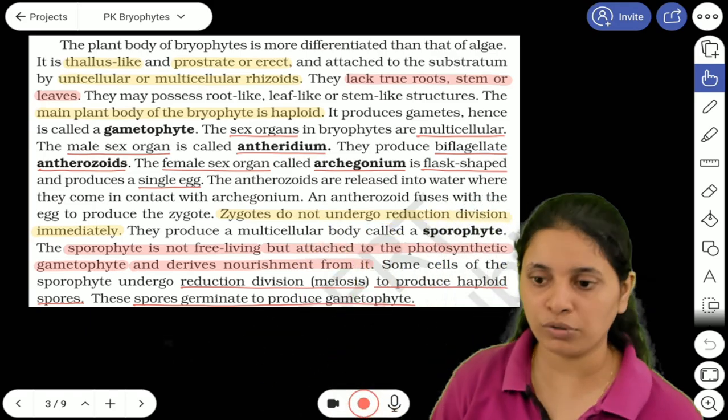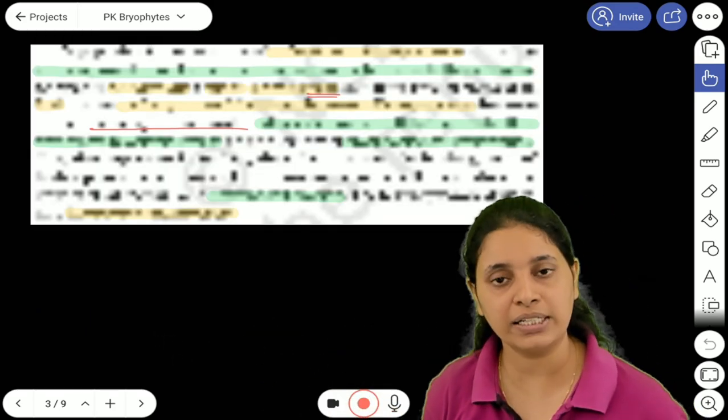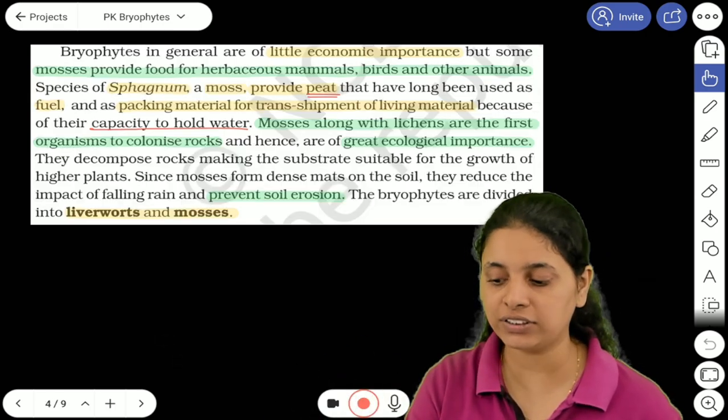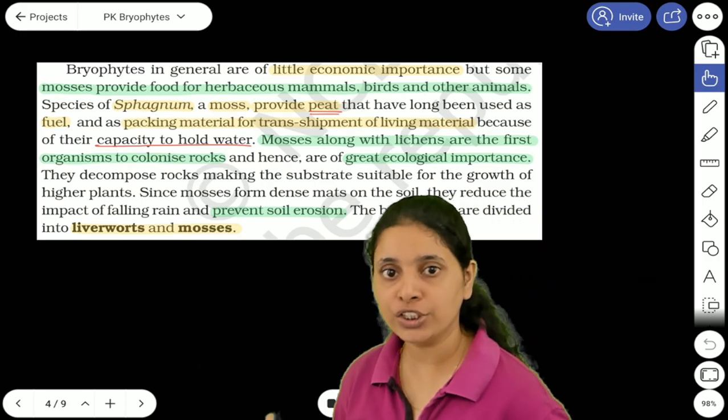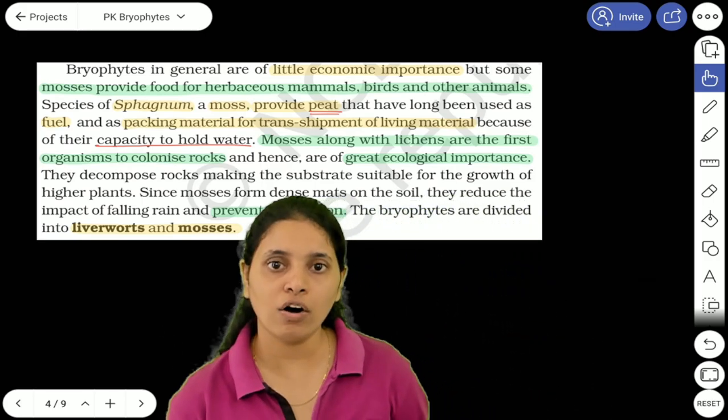So this was all about the life cycle in bryophytes. Ultimately, haplodiplontic life cycle pattern is observed here, right? Last, we will see in general what is the importance of bryophytes.